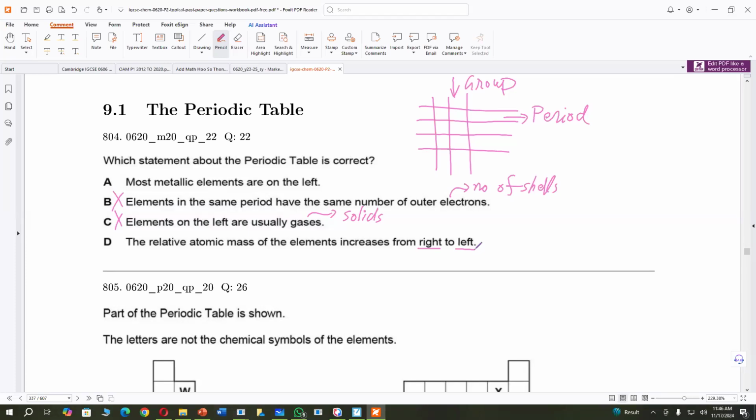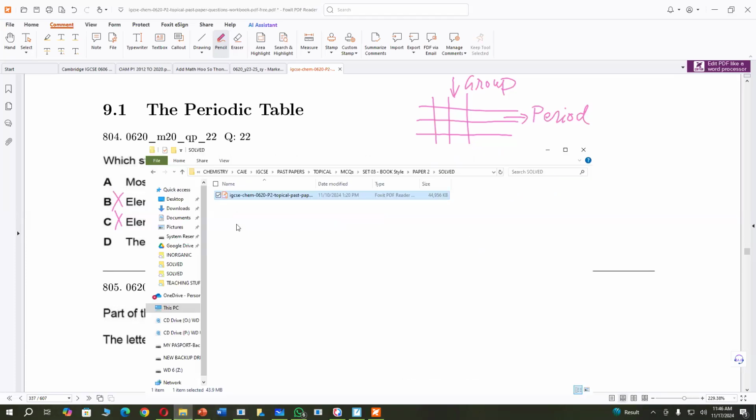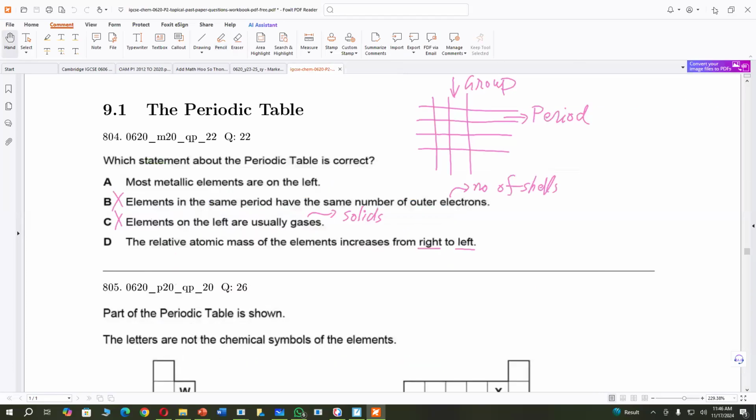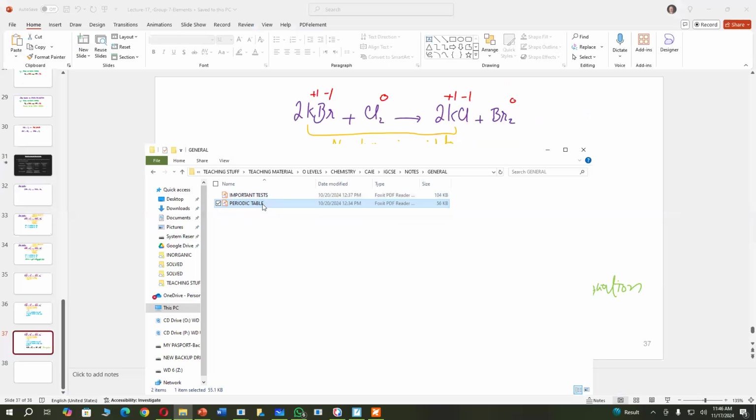You have to see again, because he's not saying left to right, he's saying right to left. So if you move right to left, you should see that the atomic mass. No, he says atomic number. Atomic number or mass?